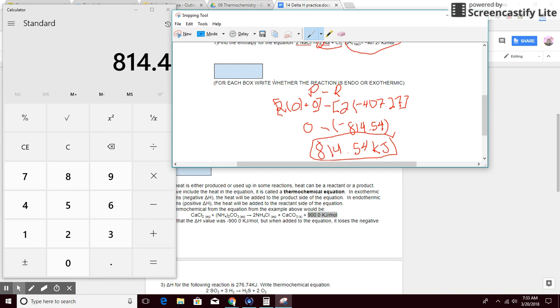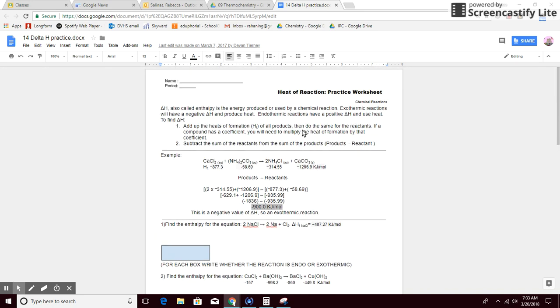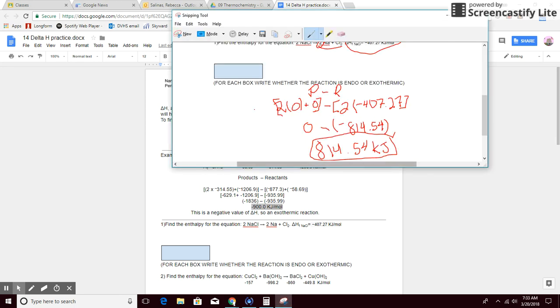Okay. And it says for each box, write whether the reaction is endothermic or exothermic. If you look back at the top of your worksheet, it says exothermic reactions have a negative delta H. Endothermic reactions have a positive delta H. I sure ended up with a positive answer here. So this one's going to be endothermic, and you can abbreviate it just endo if you want to.